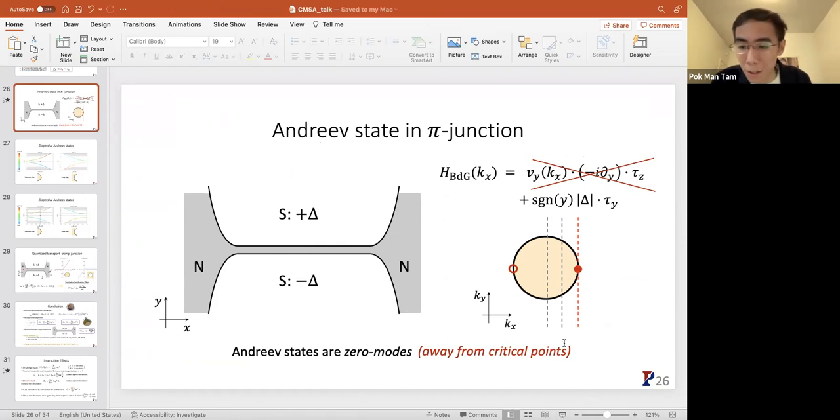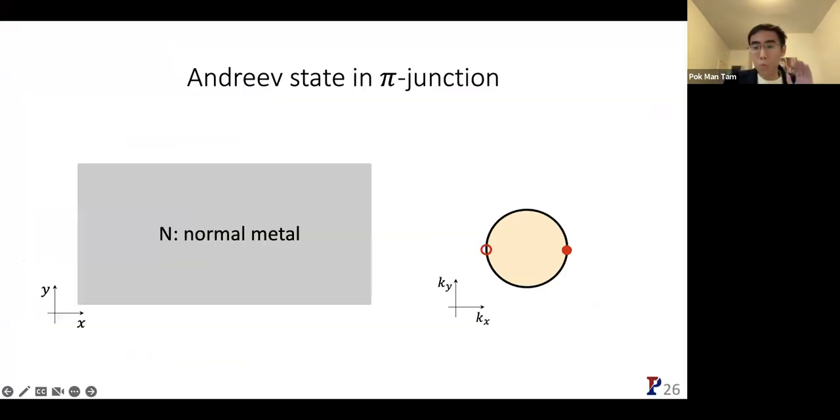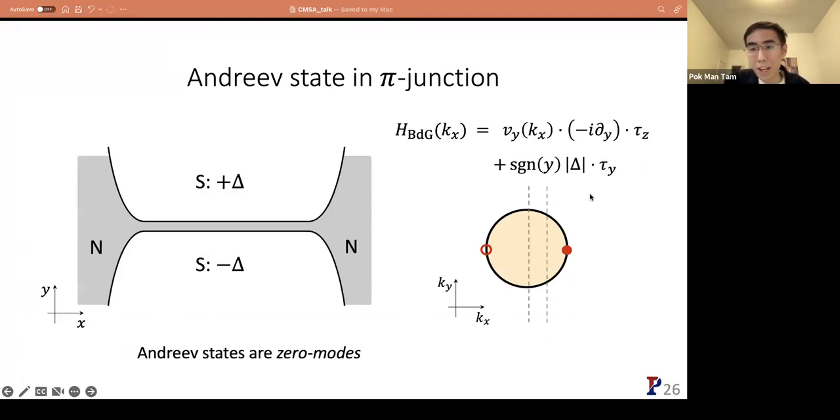I'll finish very soon. The thing I want to say is that if you put your kx here, you will still have a Jackiw-Rebbi zero mode. So basically, for each kx, you will have a Jackiw-Rebbi zero mode. These are the zero energy Andreev bound states that are very well known to exist in a pi junction.